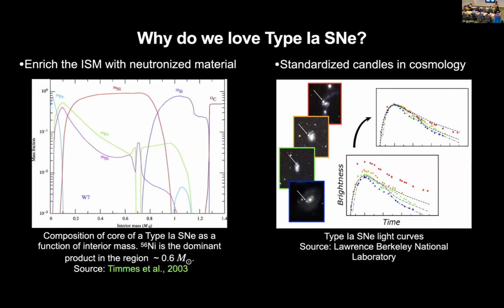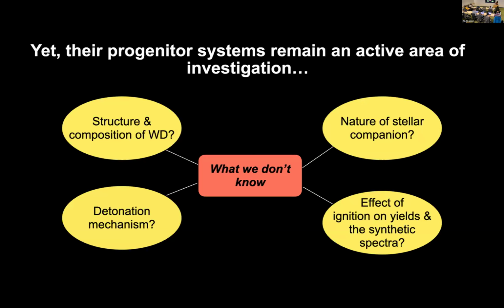More than half of the observed iron in the universe is basically because of these explosions. Then in cosmology, they're used as standardized candles or as distance indicators, which is how we discovered dark energy, or the fact that the universe is constantly expanding. And yet very little is known about their origin, and a lot of questions remain unanswered.